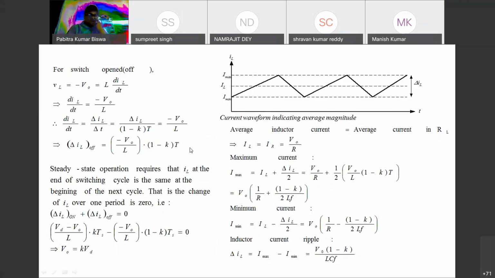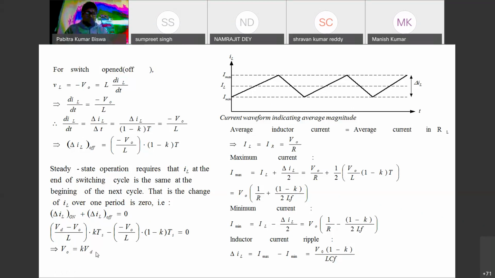So now, in steady state operation, IL at the end of the switching cycle is the same as at the beginning of the next cycle. Then the change of IL over one period is 0. Then we have to write del IL on plus del IL off equal to 0. Then from this equation we have to write V0 equal to k Vd, where k is the duty cycle.